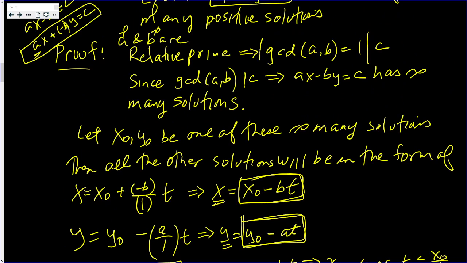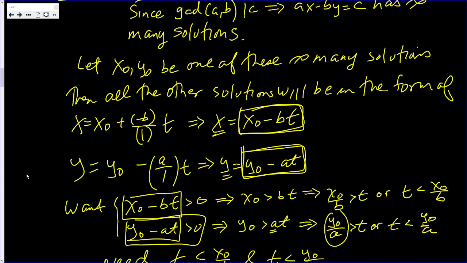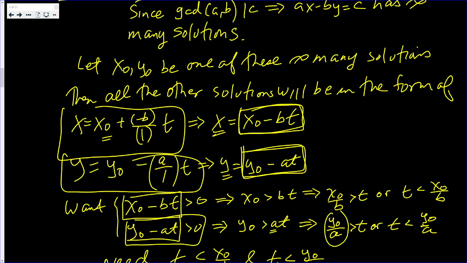I use the fact that the GCD of a and b equals 1 implies that it divides the c in the Diophantine equation, and relatively prime implies the GCD is 1. And then I use the fact that if you're given a solution like x0 and y0, all other solutions, x and y, are in this form.